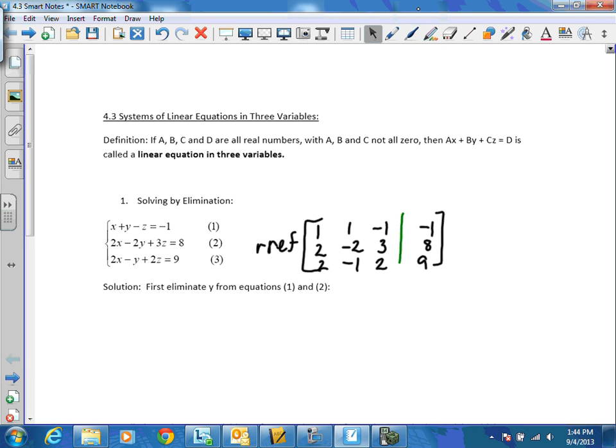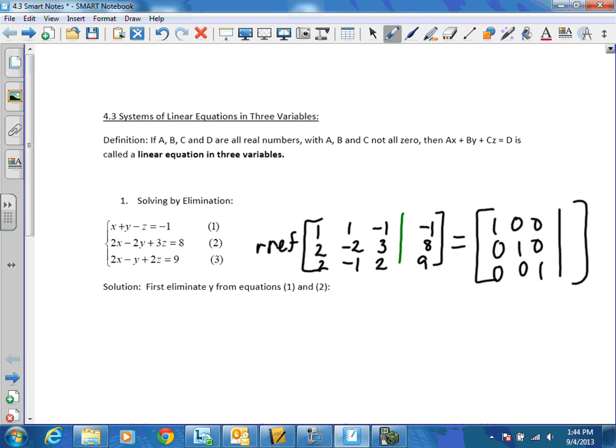So what does that say? When I do my RREF, it looks something like this, solving for a variable, and it was -2, 15, 14. Okay, so it looks something like that. We have to interpret what this means.